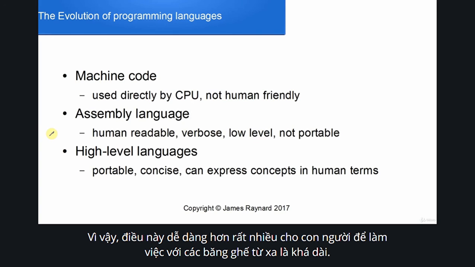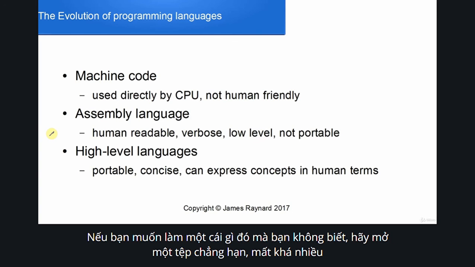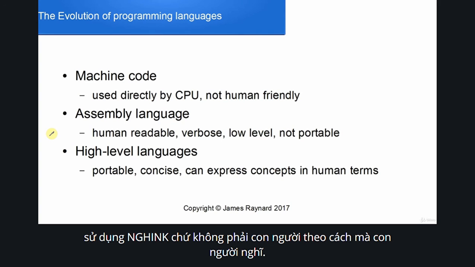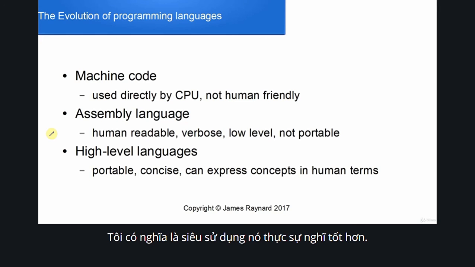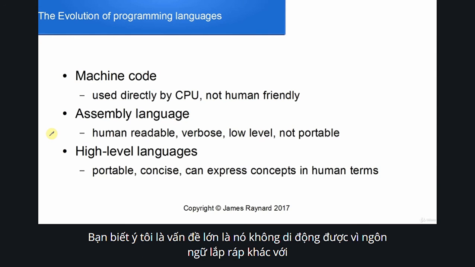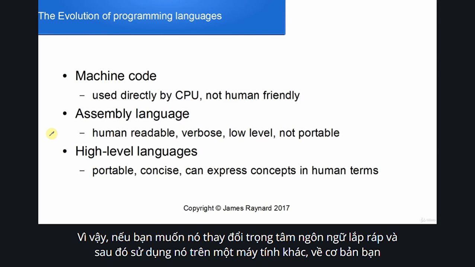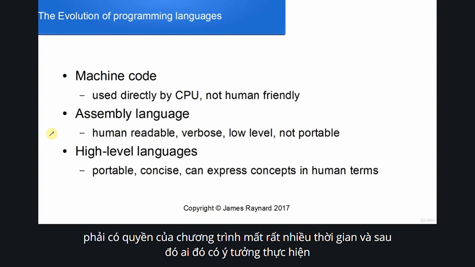The disadvantages are it's pretty verbose. If you want to do something like, I don't know, open a file, for example, that takes quite a lot of assembly instructions. It's very low level. It's very much oriented towards thinking the way that CPUs think, and not the way that humans think. Well, I mean, CPUs don't really think, but you know what I mean. And the big problem is it's not portable because the assembly language is different for every CPU, as the machine code is different as well. So if you wanted to write an assembly language program and then use it on a different computer, you basically had to rewrite the program, which takes a lot of time.